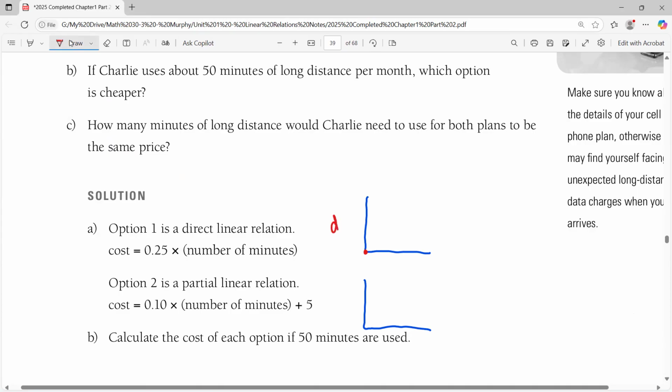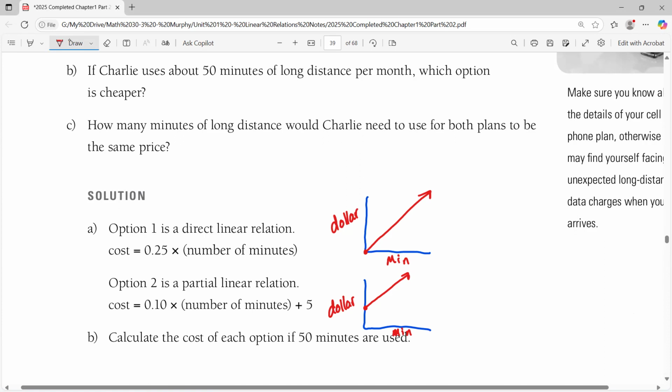So if this is dollars over here and this is minutes, that's why it's direct, because it starts at 0 and 0. Option two is partial linear, because you start at $5 a month. So you're already starting here. Remember, this is dollars and this is minutes, and then however many minutes you use, it goes up from there.